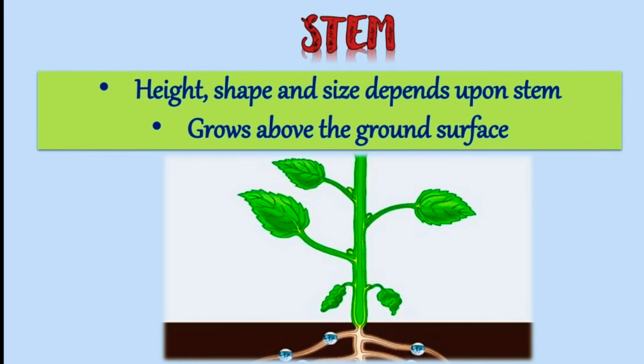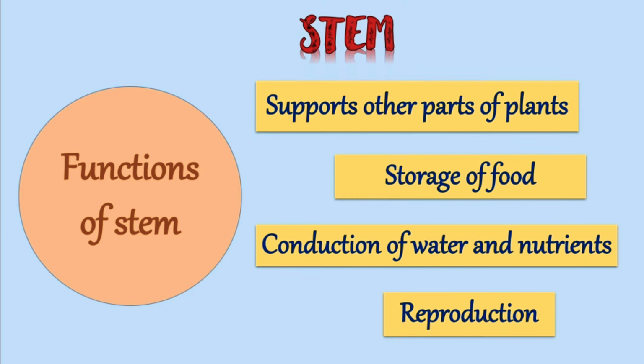Our next structure of a plant is the stem. The height, shape and size of a plant depend upon the stem. Where does the stem grow? The stem grows above the ground surface. There are various functions which the stem carries out. What does it do? Firstly, it supports the other parts of the plant, like leaves, fruits and flowers, which all grow on the stem.